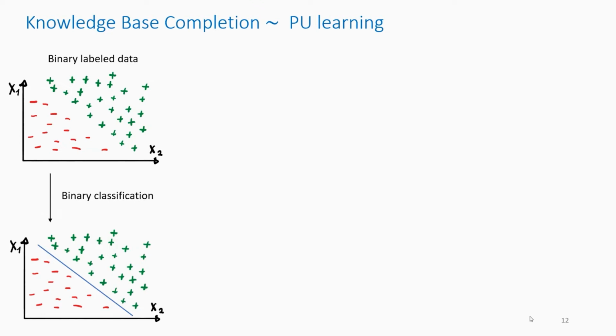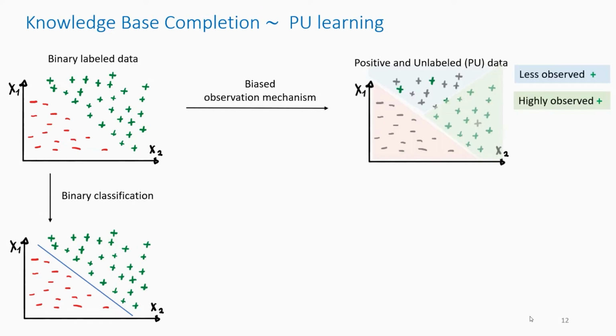However, this binary labeled data is not available in the PU learning setting. In PU learning, we only have positive and unlabeled data, which means that none of the negative examples are labeled and only some of the positive examples are labeled. You could imagine that this PU data is generated from the unknown fully labeled data by applying a biased observation mechanism to it. In the example shown here on the slide, the positive instance space has 2 separate regions.